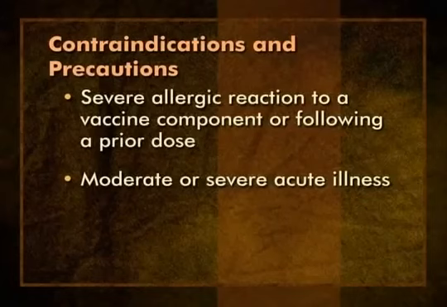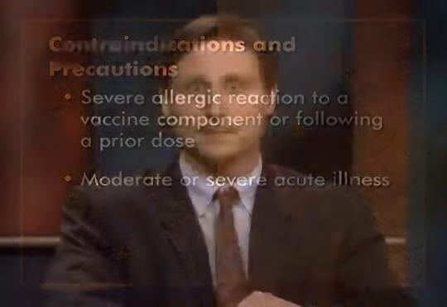Contraindications and precautions to an inactivated polio vaccine are also very limited. As with all vaccines, a severe allergic reaction to a vaccine component or following a prior dose is a contraindication to IPV. Moderate or severe acute illness is a precaution, and vaccination should be deferred until the person's condition improves. Pregnancy is not a contraindication to the use of IPV, but since routine polio vaccination of Americans 18 years and older is not recommended, pregnancy will not be a common issue except for those of you who see travelers.